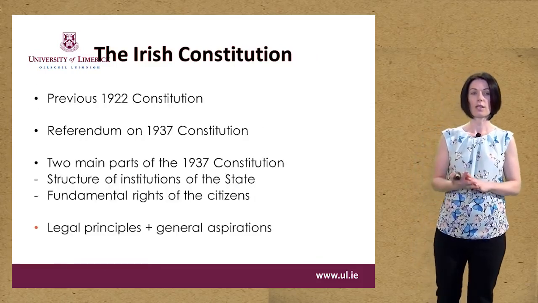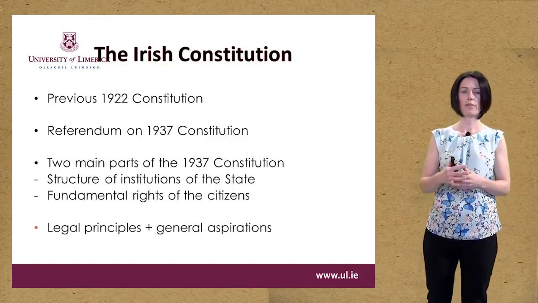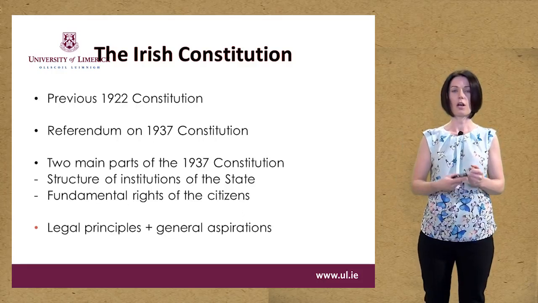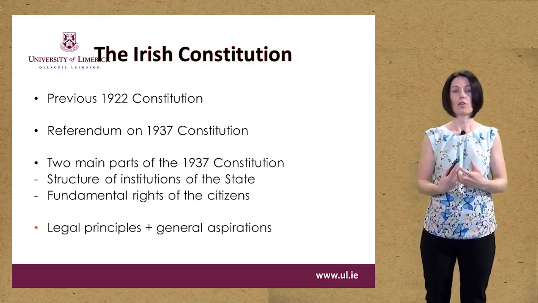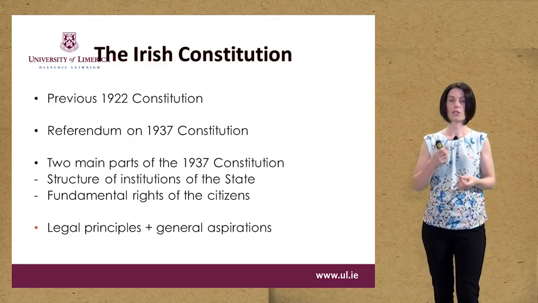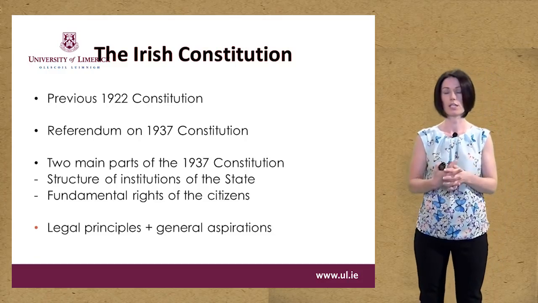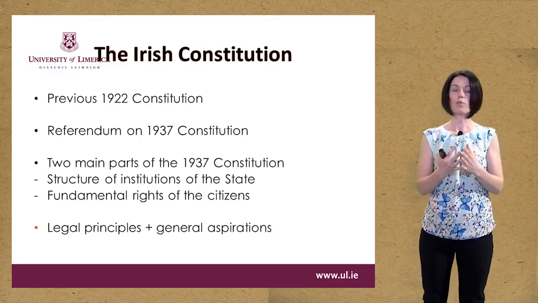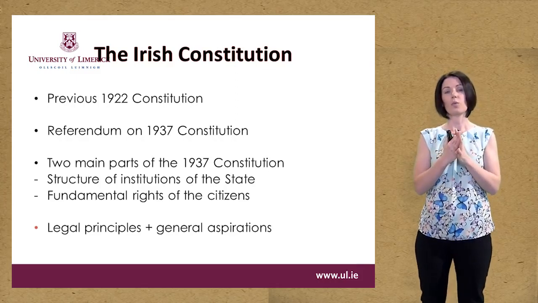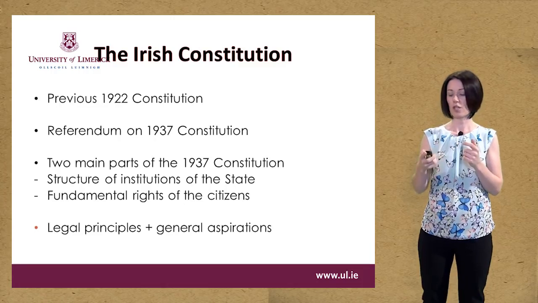So the constitution can be divided into two parts. Basically you have part one, which sets out the structure of the different organs or institutions within the state, and then you have part two, which deals with the fundamental rights of each citizen within the state. So it is a constitution, a document which sets out clear legal principles and general aspirations.